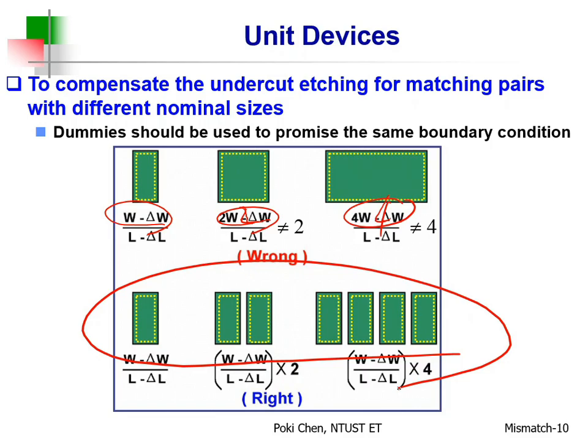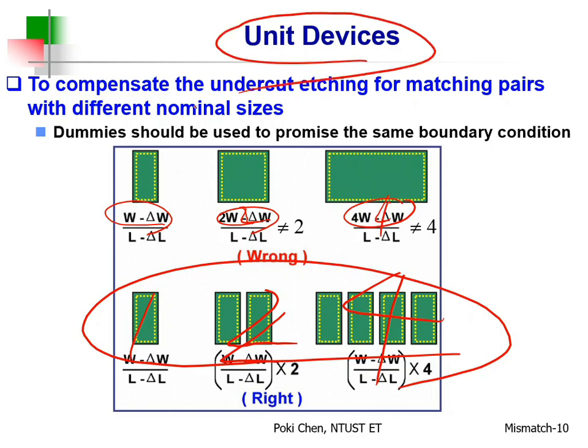With unit devices: 1 device here, 2 devices, 4 devices. That is the rule you need to know. For matching, again, you need to use unit devices. But why? Because during fabrication, we have side etching. To deal with side etching, you need to apply unit devices.